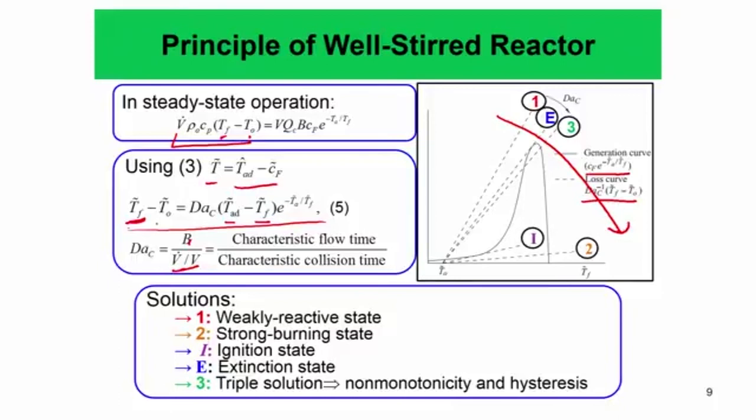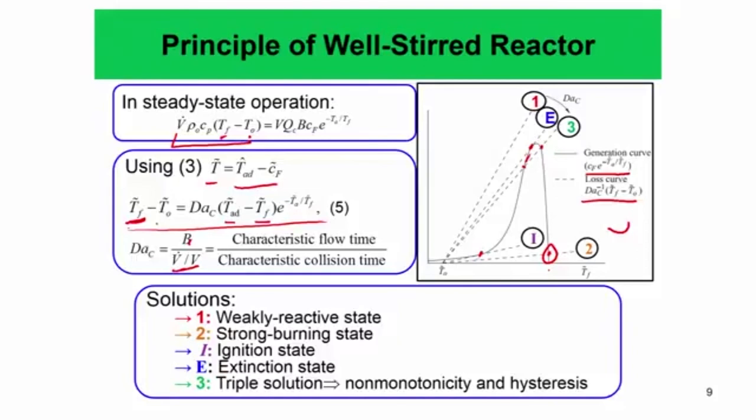Now when you increase the Damkohler number, say you consider this state 2, it intersects at a very high temperature. So this state corresponds to a very strongly burning state. Then you can have this tangency, which is the ignition state, and another tangency here, which is the extinction state. Then there is the state which intersects here, similar to the unstable state, because this will lead to runaways. All other states are stable. This tangency state is the critical state, as in the Semenov analysis, and each of these corresponds to the ignition and the extinction states.